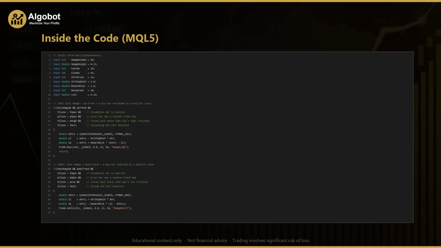Now look at the long block. The condition requires a bull regime and an uptrend, then 3 candle checks. The resumption bar must be bullish, with its close above its open.